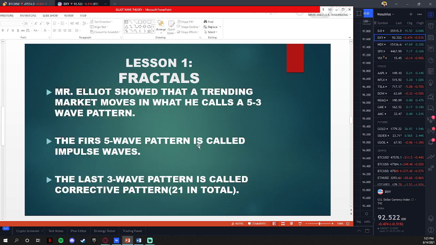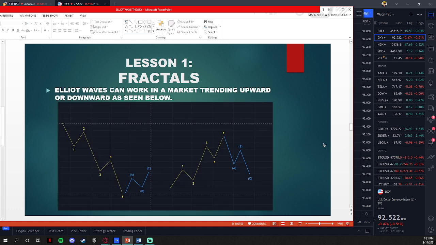Mr. Elliott showed that the trending market moves in what he calls a 5-3 wave pattern. The first 5-wave pattern is called impulse waves. The last 3-wave pattern is called the corrective waves. Obviously it's 8 in total. Okay, so Elliott waves can work in a market trending upward or downward, as seen below.